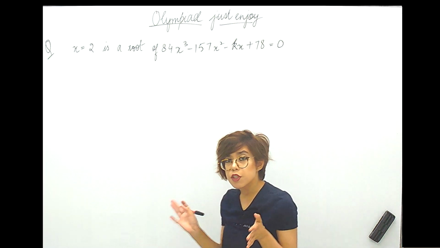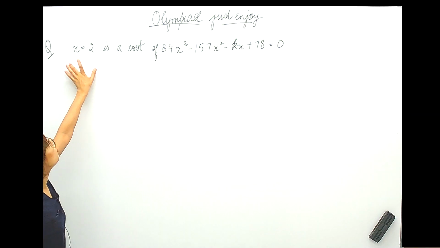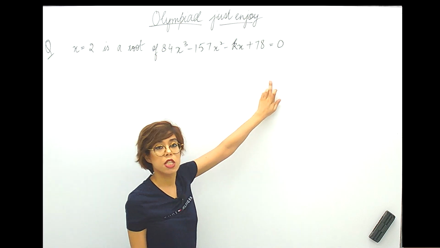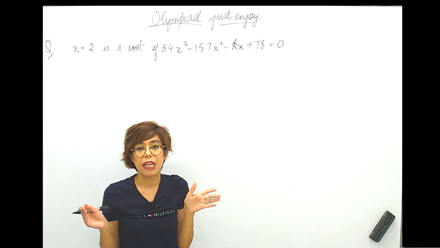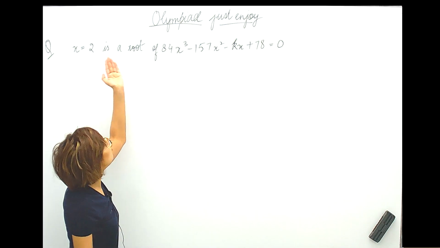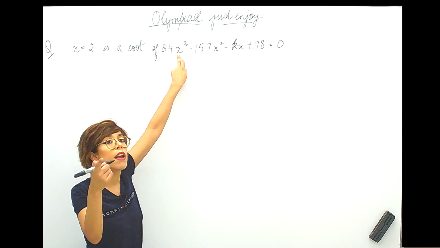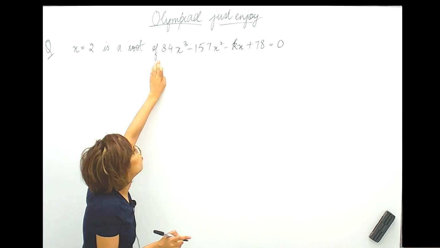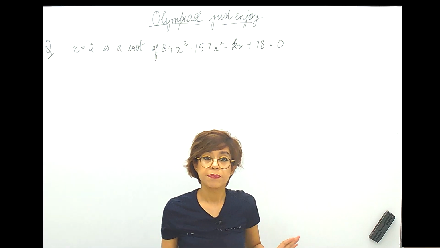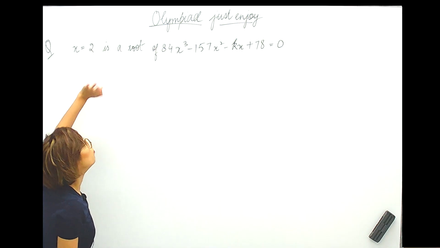Alright, I think sufficient time. Now, I have been given that x equal to 2 is the root of this equation, and I need to find the value of k. Given x equal to 2 is the root, that means if I replace x by 2, the equation will be satisfied, right? So I'll do the same. I'll replace x by 2, right?